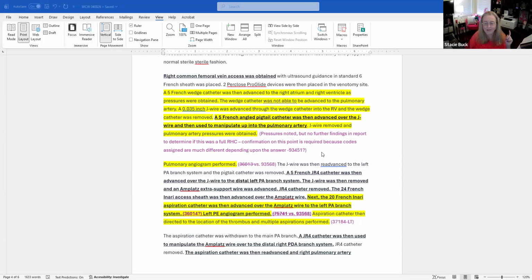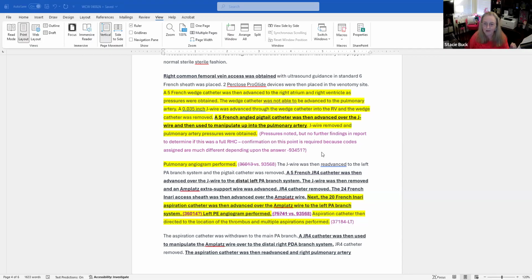If I need to, I will actually go and query the physician to determine, was this actually a full diagnostic right heart cath or was it not? This is going to be key to assigning the correct codes for this case, because if we do report the heart cath code, the 93451, then that is going to require us to then use the angiography codes, the pulmonary angiography codes that go along with the heart cath codes, and not the regular angiography codes for pulmonary angiography. So this one point here does affect coding of the entire case.